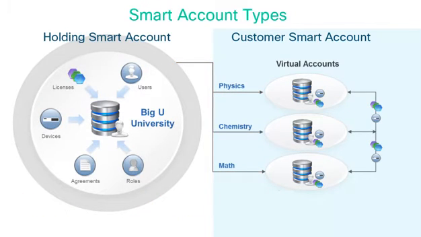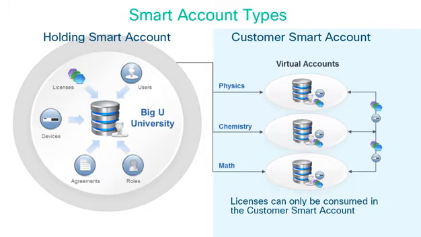The distinguishing feature between the two account types is that licenses can only be consumed in the customer smart account, not a holding account. Assigning a holding account on an order also provides company-wide access to the order. And, when ordering for a customer, assign the order to one smart account and use the virtual accounts to segment usage by department or group.